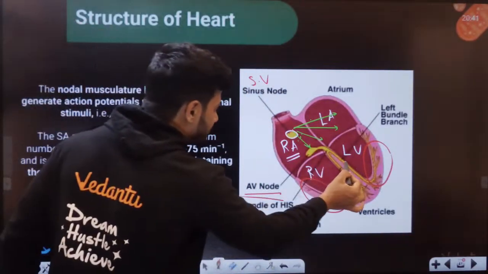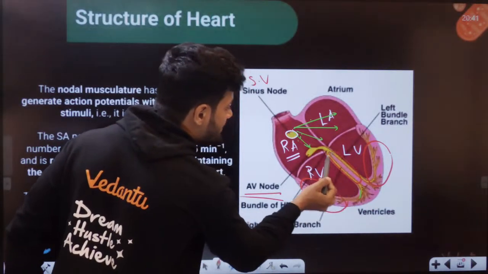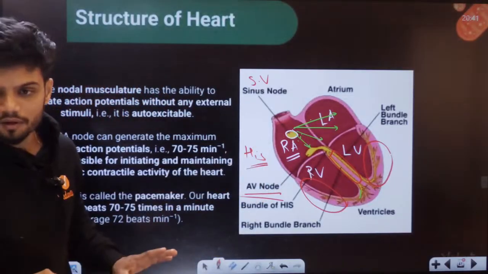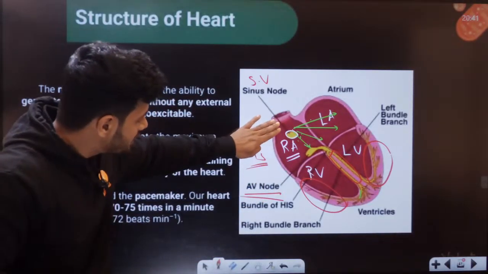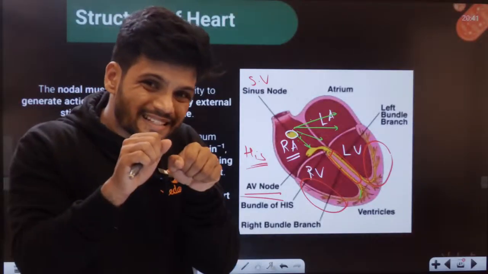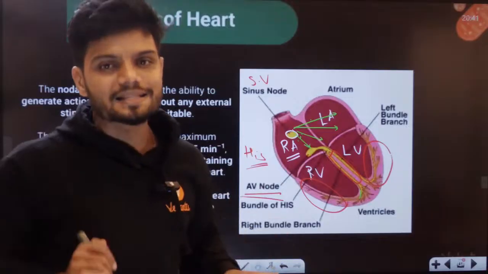And this SA node in the middle is also called the bundle of His. Right in the middle. So both of this SA node and AV node, their main function is to send signals for contraction or relaxation.